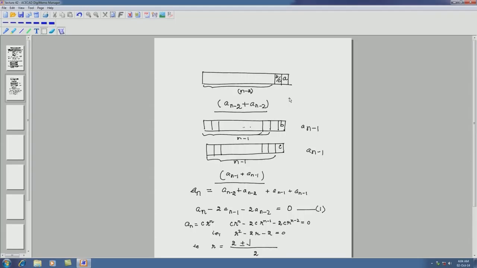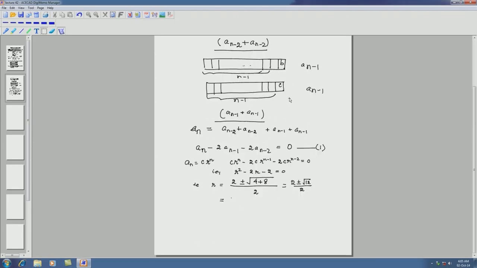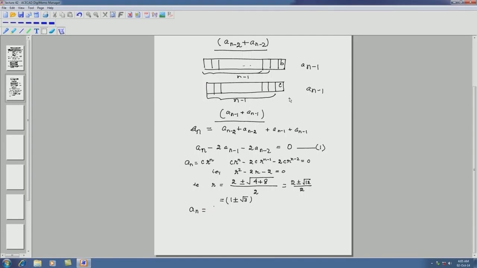2 plus or minus square root of 4 plus 8, and this gives me 2 plus or minus square root of 12 by 2, which is 1 plus or minus root of 3. Therefore, we get the general solution as A n equal to a constant capital A times 1 plus square root of 3 raised to the power n plus B into 1 minus square root of 3 raised to the power n.